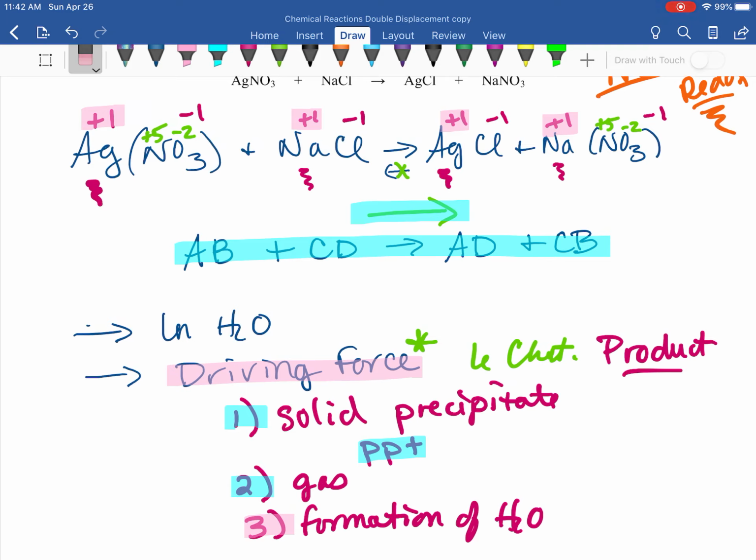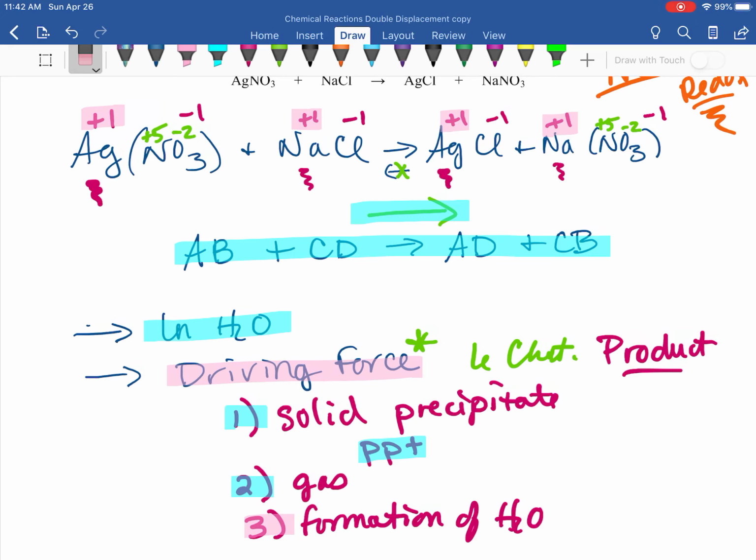All right, so what do we do with these things? They're obviously bigger, they're more complicated, and we have to look for something called a driving force. How do you even start? Where do you know where a driving force is? So this is where we grab our solubility table.